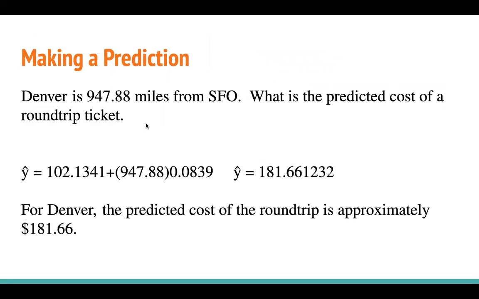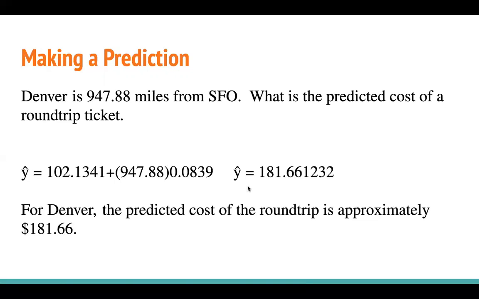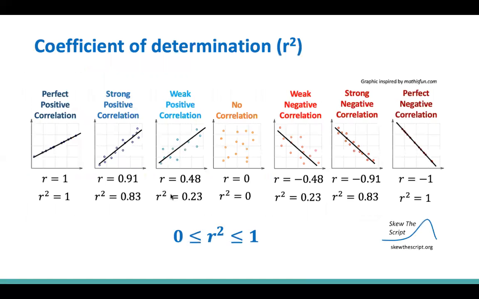Let's make a prediction. Denver is 947.88 miles from SFO. What's the predicted cost of a round trip ticket? So you substitute in the distance, 947.88 miles for x, and then multiply and add, and we get that the predicted value is 181.66. Rounding that, the predicted cost for a round trip to Denver is about $181.66. Let's go ahead and evaluate that model.